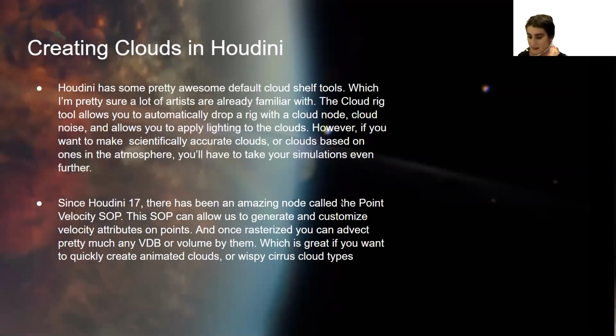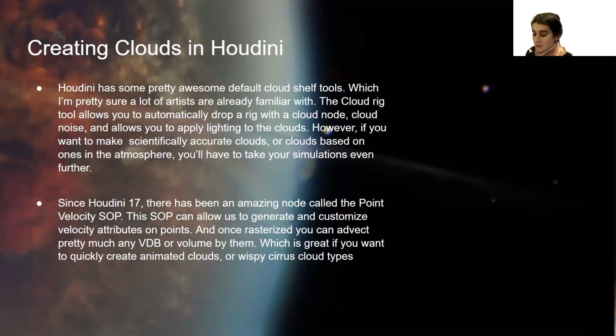So, clouds and Houdini. Since we're also talking about clouds today, I thought it might be great to talk briefly about the various other ways to build clouds in Houdini that we won't be showcasing in today's presentation. Houdini has some pretty awesome default cloud shelf tools, which I'm pretty sure a lot of artists are already familiar with. The cloud rig tool allows you to automatically drop a rig with a cloud node, cloud noise, and allows you to apply lighting to the clouds. The cloud SOP itself, as well as the cloud noise SOP, are made of proceduralized and subnetted volume VOPs and VDBs, which is great for quick and easy setups.